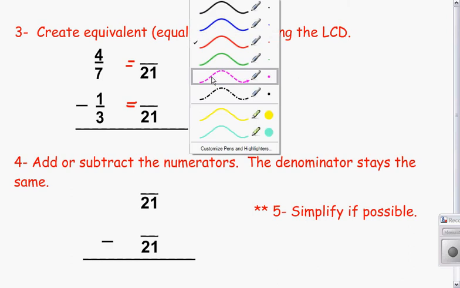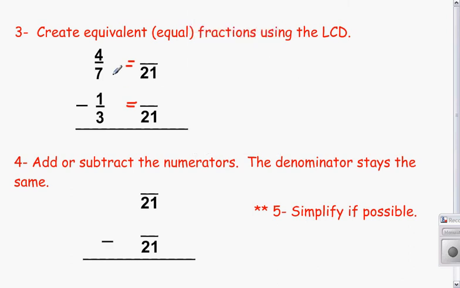So basically what I do is I see how I get from here to here. What did I do to get from 7 to 21? I multiplied by 3. 7 times 3 gives me 21. Now, whatever I do to the denominator, I must also do to the numerator. So I get 4 times 3, and that gives me 12. Basically, what I've done is I've created an equivalent fraction to 4/7 with 21 as a denominator.